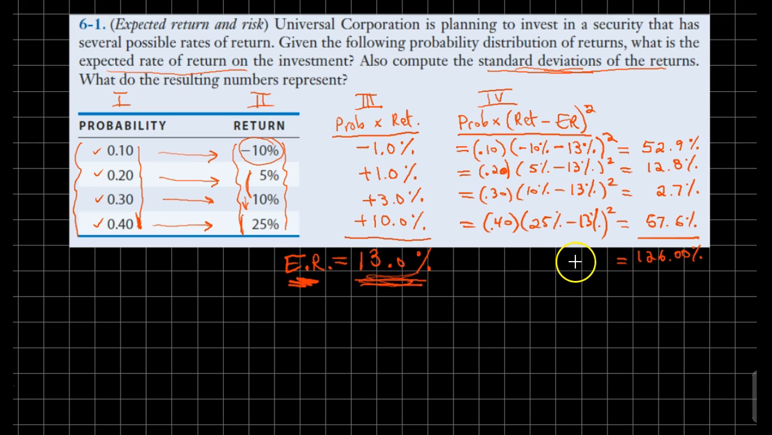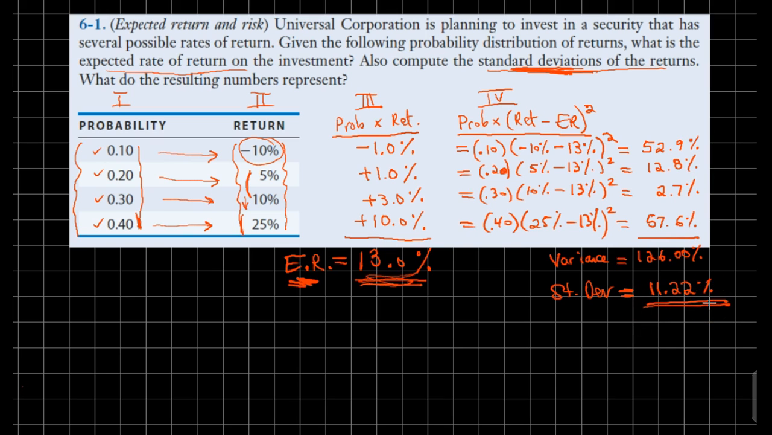Now we can add up these numbers, and I believe it should be 126%. That should give us the variance of this probability distribution. But we really need the standard deviation, so the question makes it specific that that's what we need, which is basically the square root of that 126. Taking the square root, we realize the answer to be 11.22%, and that should be the final answer.